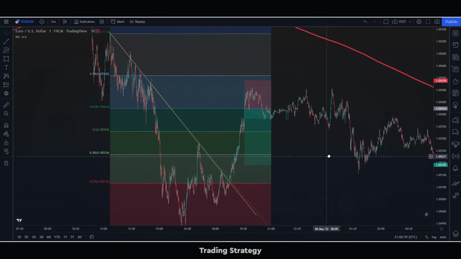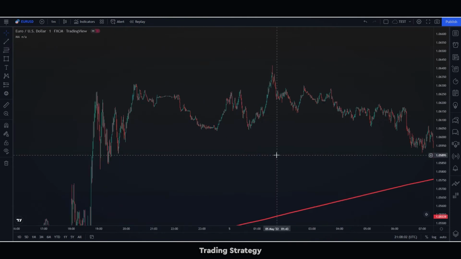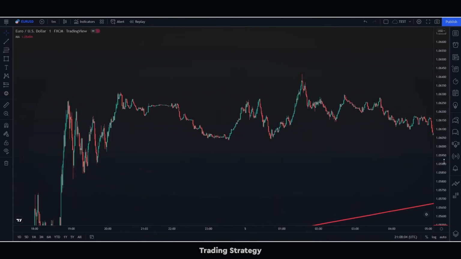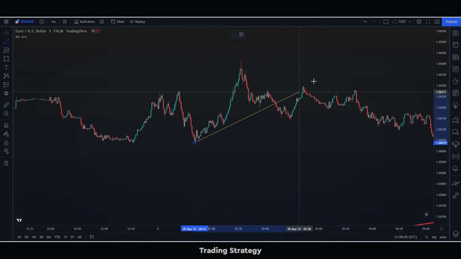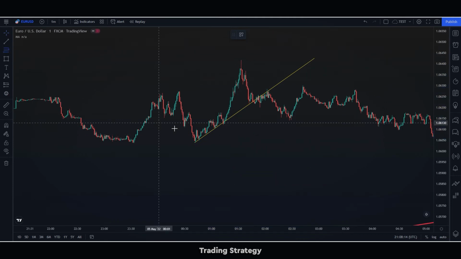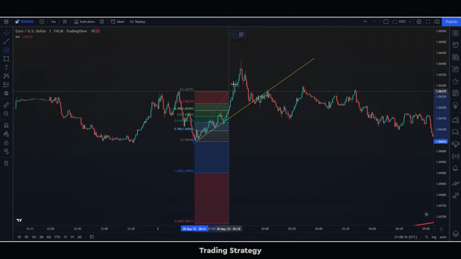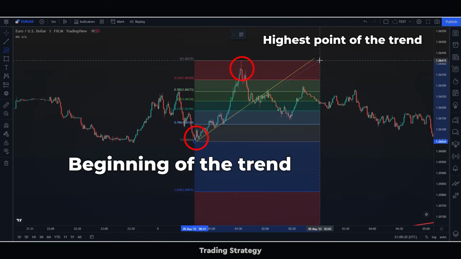Now, let's see an example of a buy operation. We first identify the price above the moving average. In this case, we will only carry out purchase operations. Then we identify an uptrend. We can know this by joining all the high points with a line. Once we have done that, we will wait for that trend to break for a correction to take place. When it breaks out, we will plot the Fibonacci levels from the beginning of the trend to the high point.